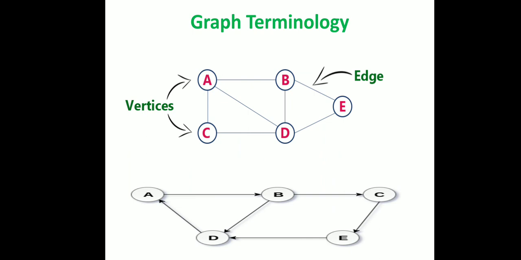So this is the example of a graph in which you can say A, C, B, D and E. So these are the five vertices, or you can say nodes, and the line, horizontal or diagonal or vertical line, which connects two vertices is called an edge. So in this diagram, A to B, B to D, C to D are called edges.